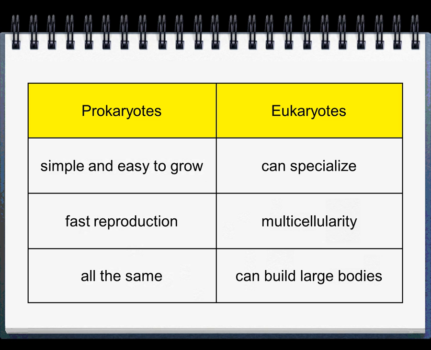Prokaryotics are fast reproduction. You saw in the video just a moment ago how fast they were. Eukaryotic cells are multicellularity, meaning that they're reproducing for the benefit of the organism, meaning to grow, repair, and replace the organism. Prokaryotics are reproducing just to create a new organism.